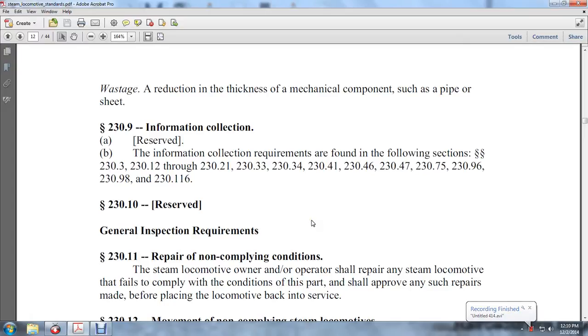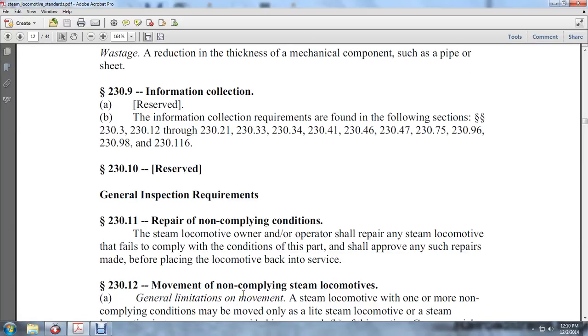General inspection requirements. Repair of non-compliant conditions. The steam locomotive owner or operator shall repair the steam locomotive that does not comply with the conditions, shall approve that any such repairs may be made, and place the locomotive into service.